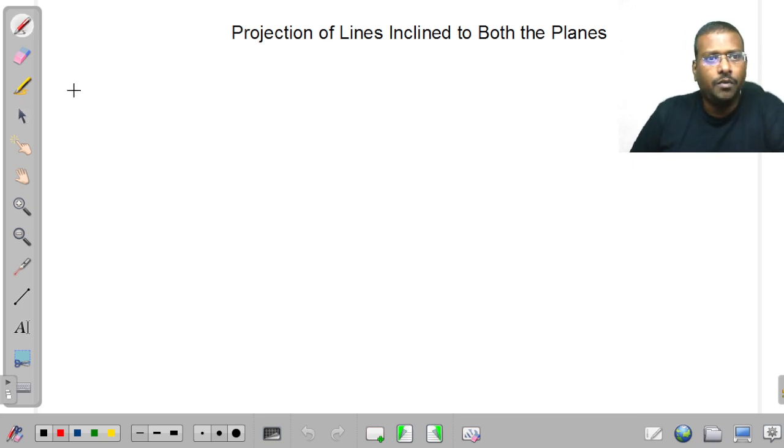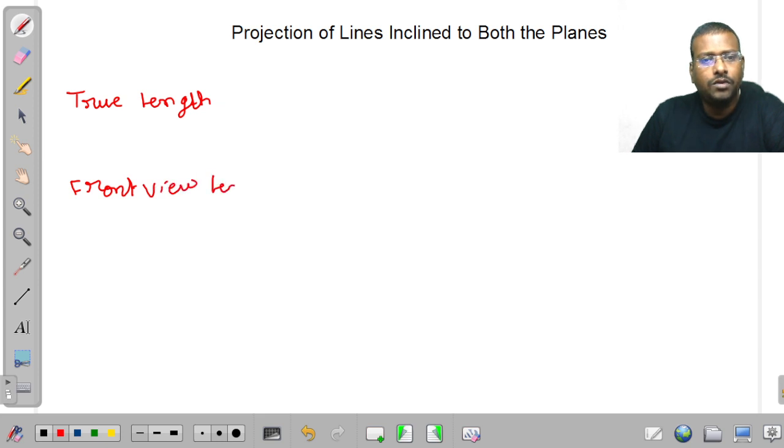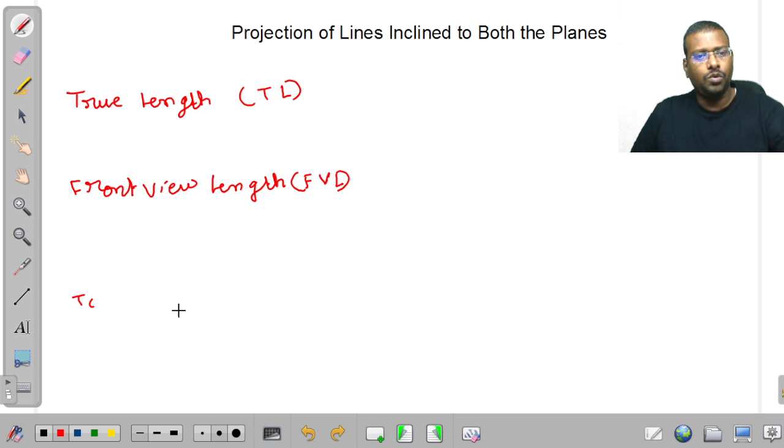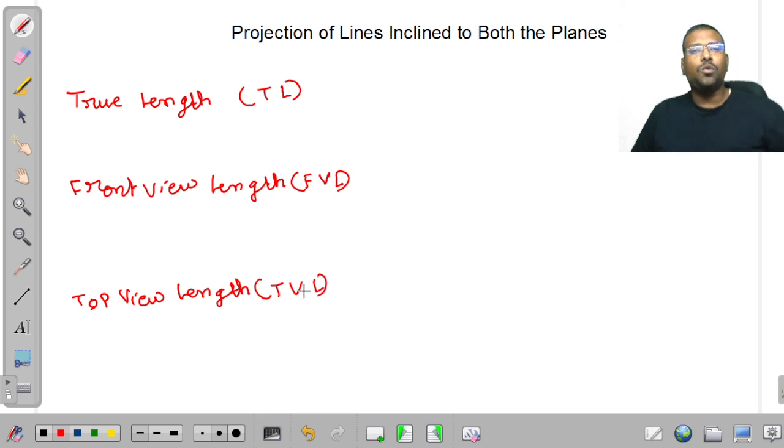What are they? One is true length, another one is front view length. Normally in the problems I will represent true length as TL, front view length as FVL, and another one is top view length, TVL.